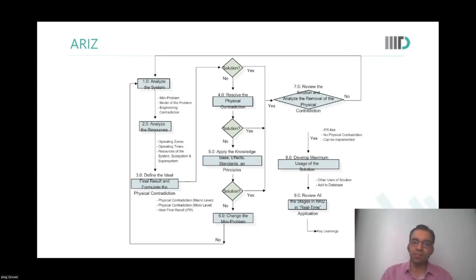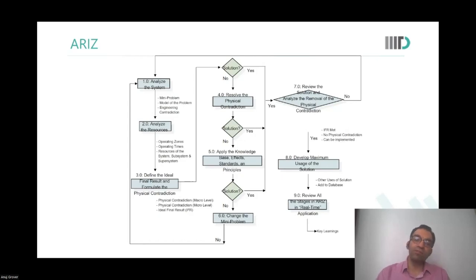You first analyze the system, model the problem, write the engineering contradictions, then you analyze the resources. What are the operating zones? What are the operating times? So we know that if the operating zone is different, then the separation in space is possible. If the operating times are different for the engineering contradiction that we were talking about, then separation in time is possible. And we list down, as I mentioned, resources of system, subsystem, supersystem, everything. We list down all the resources there.